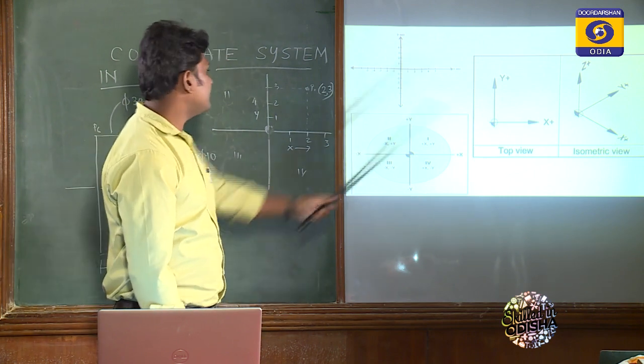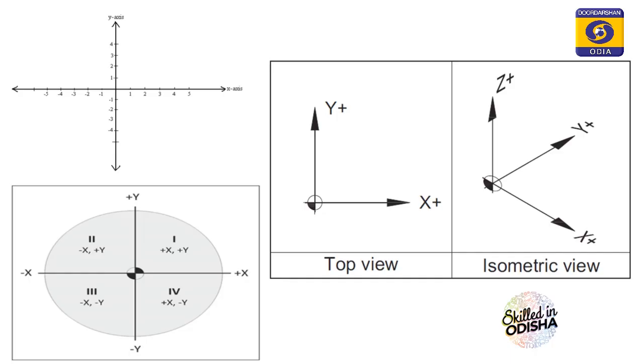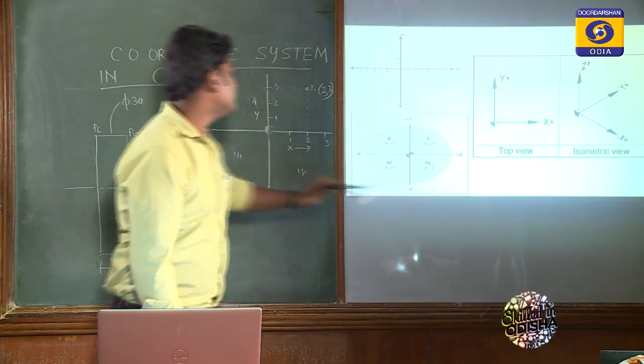I have represented the same thing as the top view, that means x and y in the same plane. In the isometric view, z lies in a different plane.